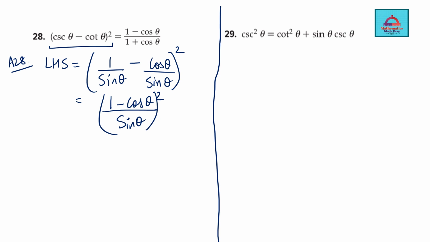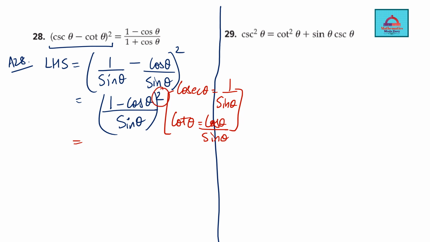So let's also write in brackets what we did. We used two identities: the reciprocal for cosecant, 1 over sine, and the quotient for cot, which is cos over sine. Writing these identities in brackets is extremely important, especially for FRQ, so that you don't lose marks. Now this square, I'm going to divide into the numerator and denominator. So this is my numerator, and the denominator becomes sine square.